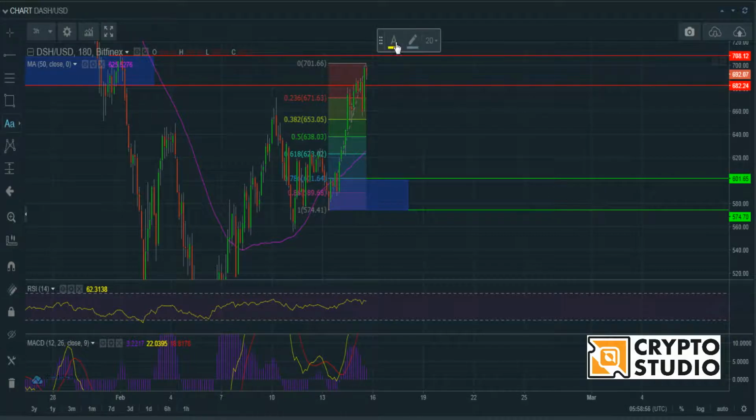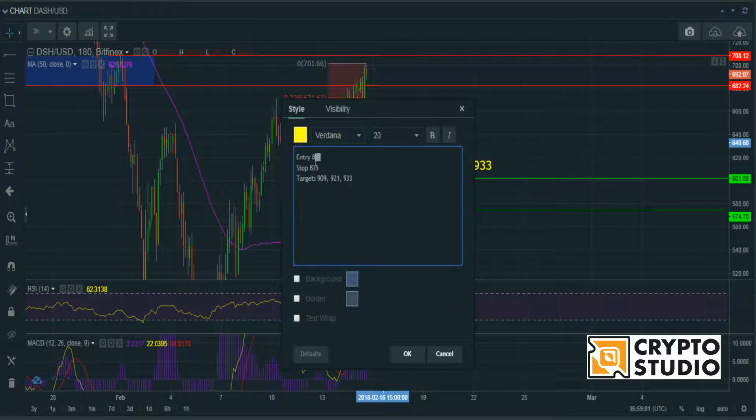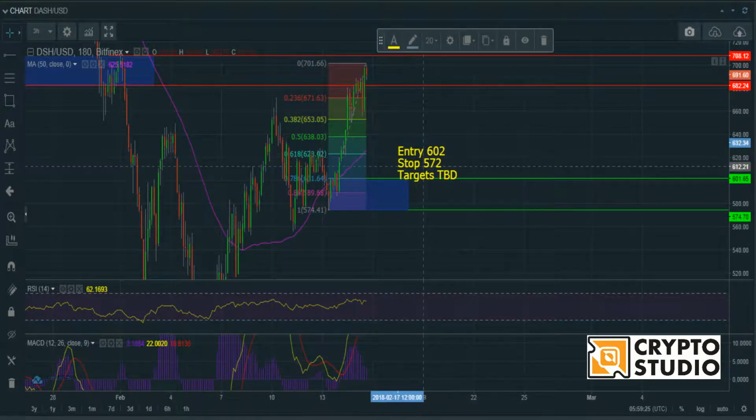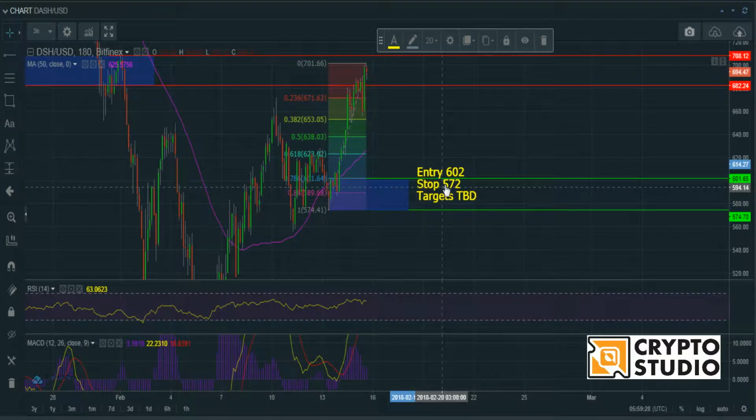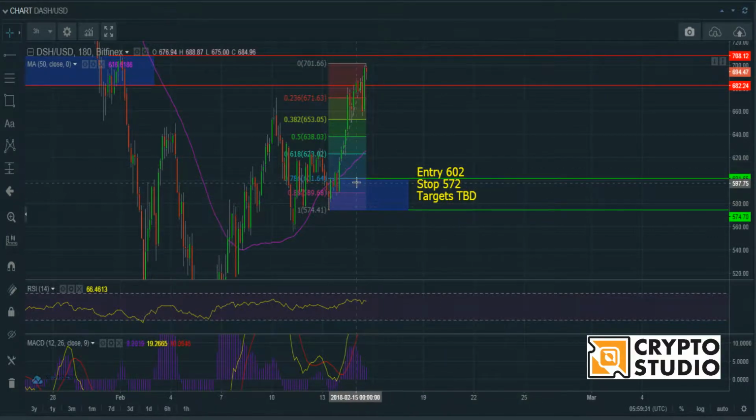So I'm going to put those numbers as well. So let's put it. Okay, so entry on this one is going to be 602. The stop is going to be at 572. And let me put that right, 572. Okay, targets to be determined. It's a 7888, so that's going to be the case. All right, so that is a trade setup on Dash when it comes back to this area.